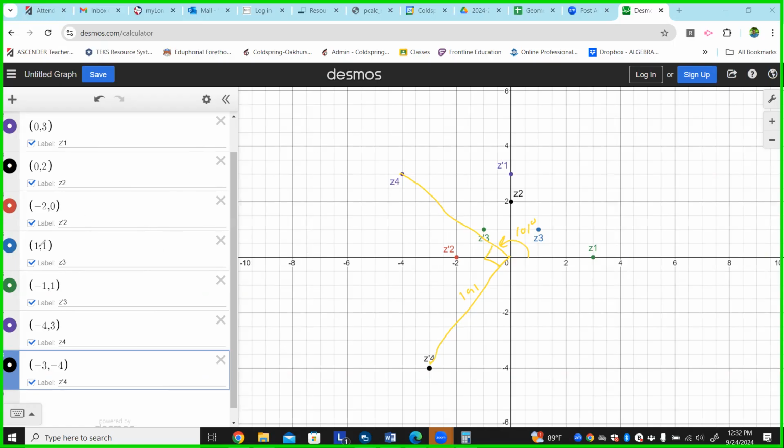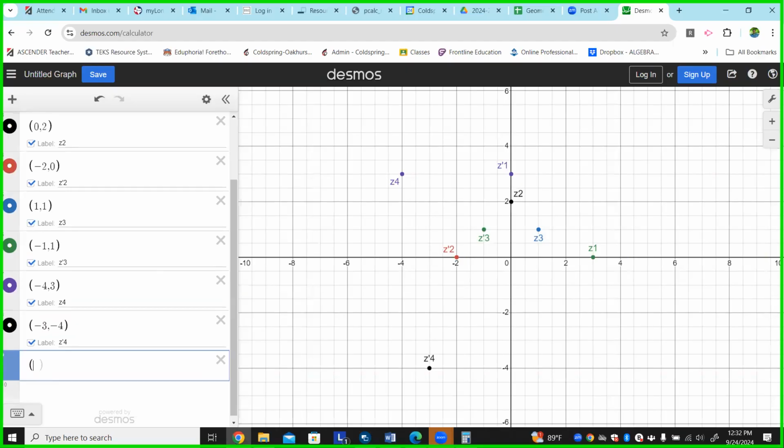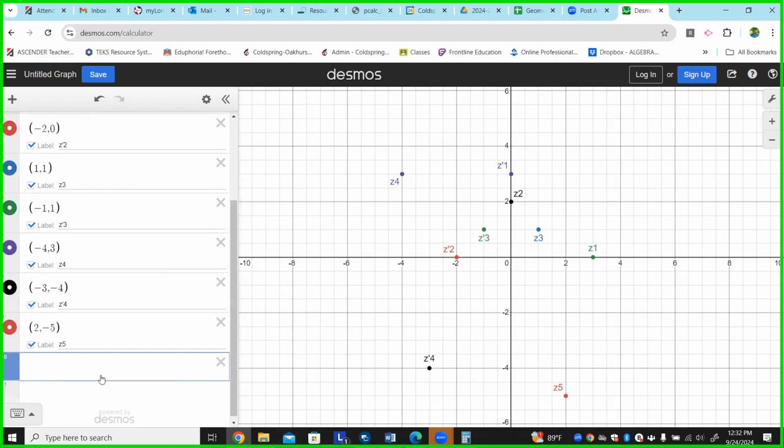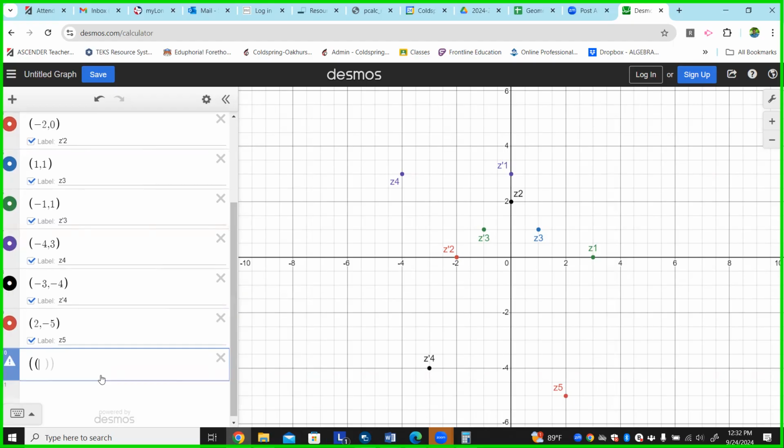All right. We did do a fifth one, so let's make sure you got that right, and then we'll move on. What's the original point of 5? All right. We'll call this z5. All right, so you see I landed way over here. And then now, what was the new coordinate after multiplying by i? Very good. (5, 2)? Yeah.